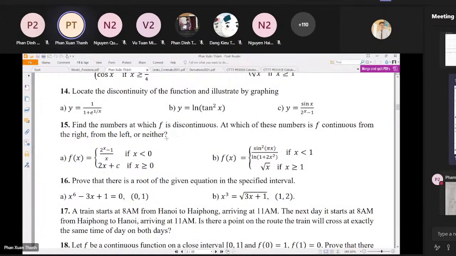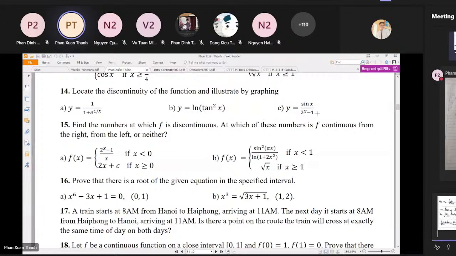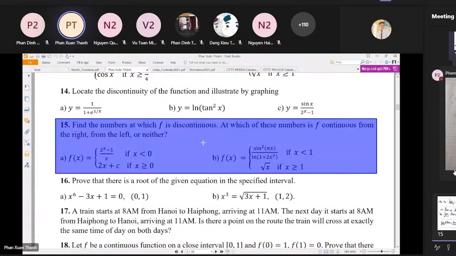So for number 15, find the number at which f is discontinuous. At which of these numbers is f continuous from the right, from the left, or neither? Okay, let me do exercise number 15 by myself and show you step by step.